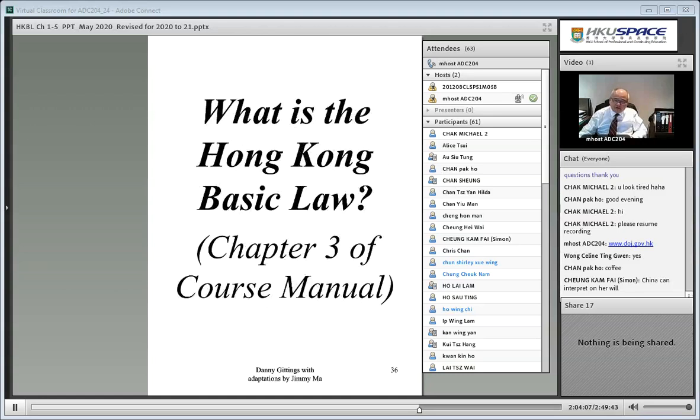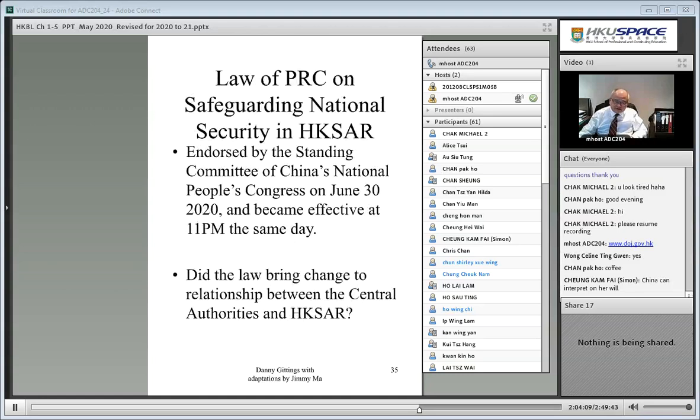Right, I think we're coming to the end. Yes, we just got to the end of chapter 2 as far as the slides are concerned. Again, I would like to ask you if you have any questions on this. It looks pretty straightforward, but an important part of our study of the Basic Law. Are there any questions?